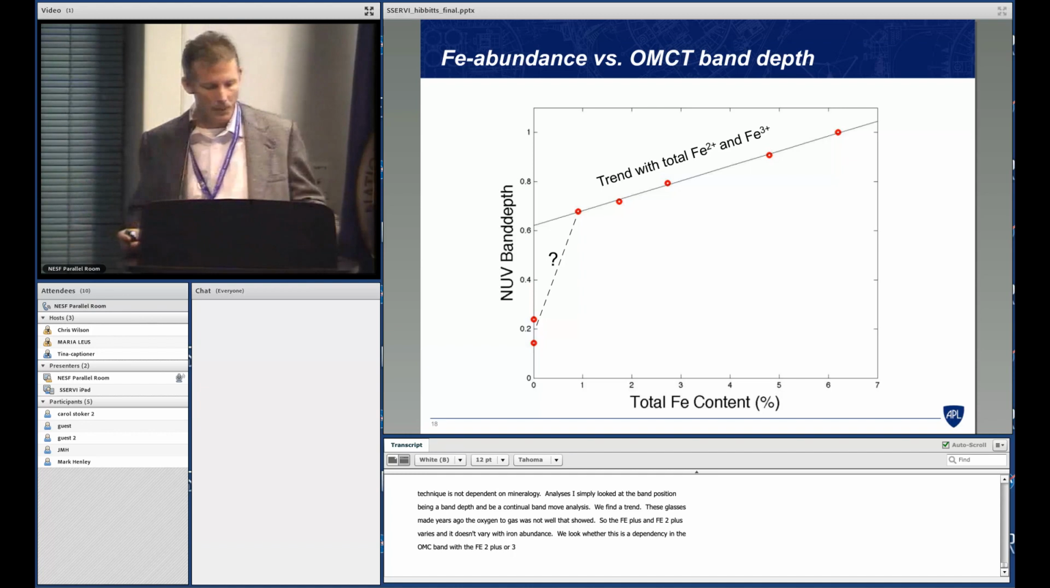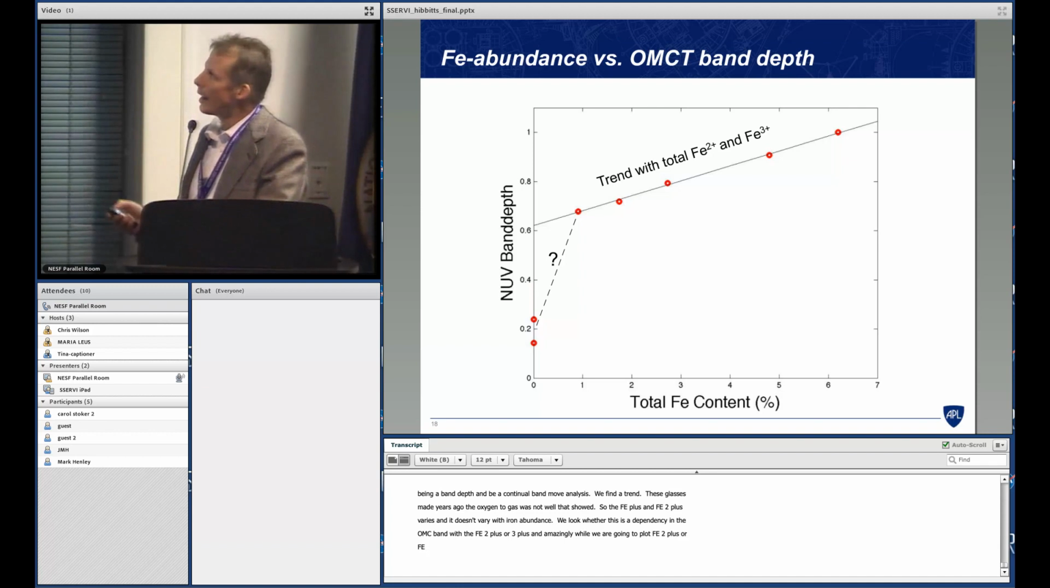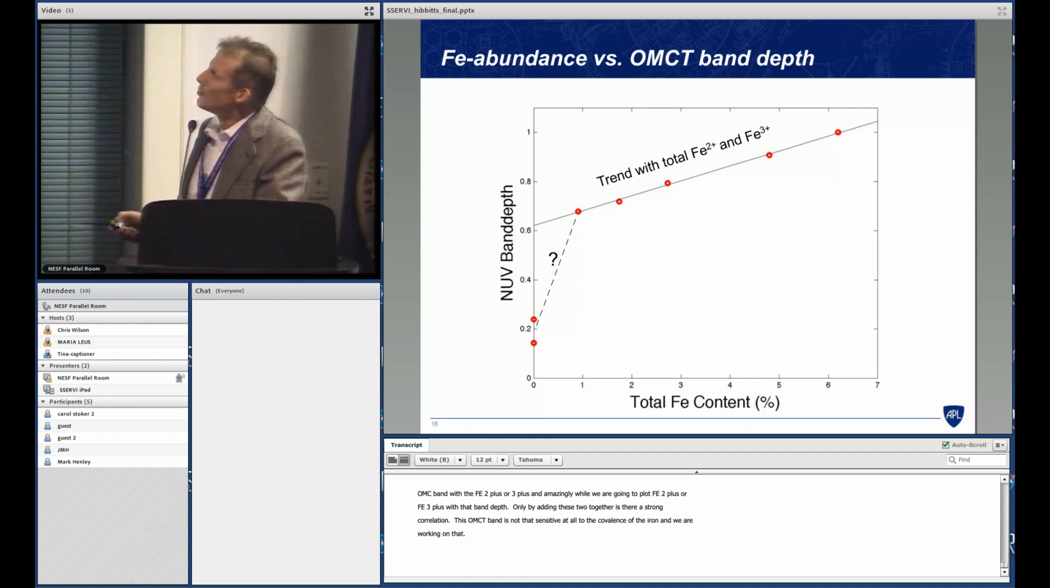And amazingly, when I plot either Fe2+ or Fe3+ versus that band depth, there's no correlation. Only by adding these two together is there a strong correlation, implying that this OMCT band is really not that sensitive at all to the valence of the iron, which is somewhat unexpected, and we're working on that. Or another way to say it, I don't understand it. Okay. So draw a trend line, and it's kind of interesting as well. The intercept should be a band depth of about zero.